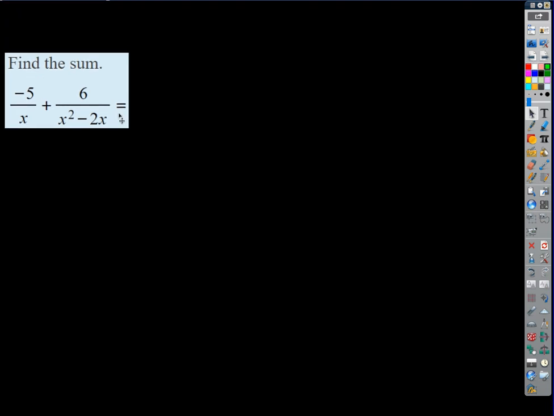Now let's actually add a fraction. Let's add some fractions. So what about here? If I write this in factored form, now let's rewrite the whole sum in factored form. So the first term, -5 over x plus 6 over, what's that one factor into? What's this denominator factor into?